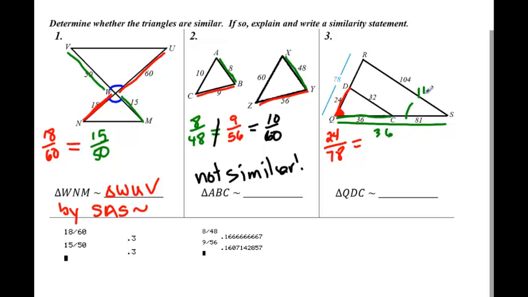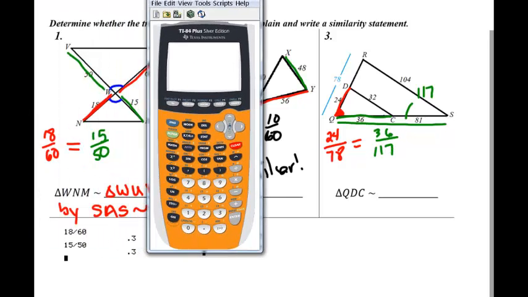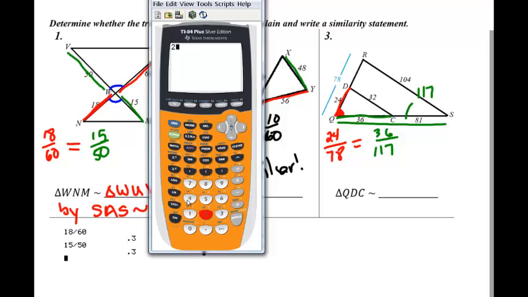That's 117, I think. So 36 divided by 81 is 117. How does that look if we convert those on the calculator? So let's say 24 divided by 78.